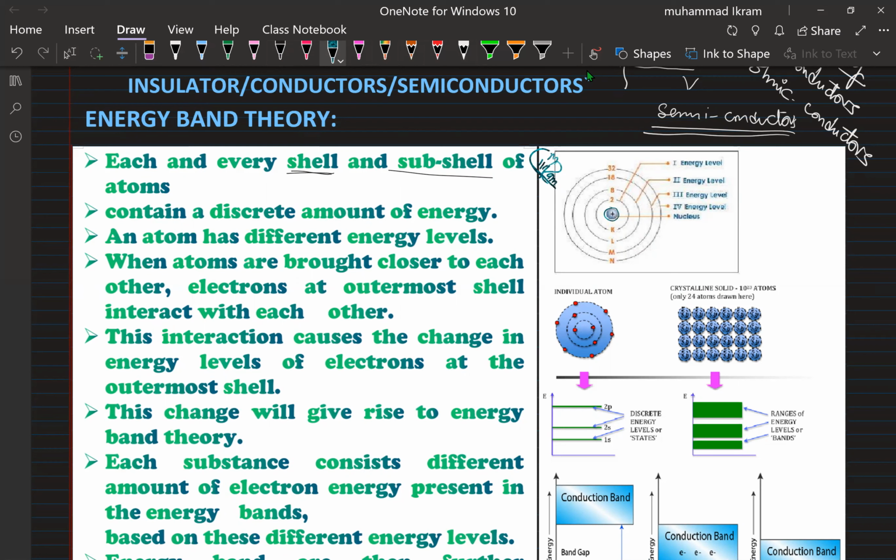And these shells are in fact the energy levels, right? We call these the first energy level, the second energy level, the third energy level, and the fourth energy level, as you see. This is for a single isolated atom of a substance.